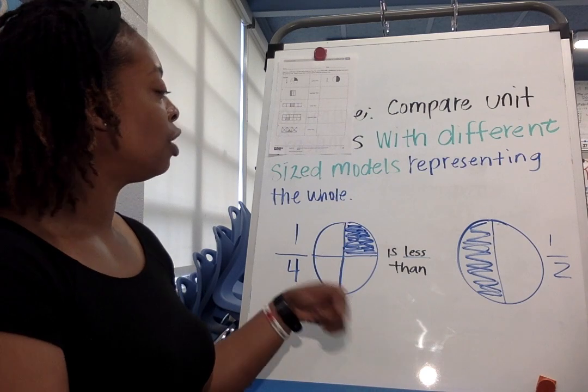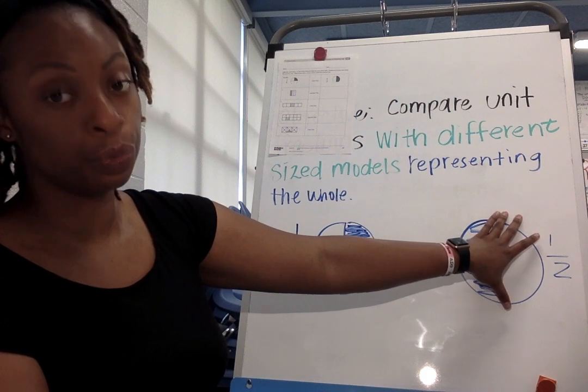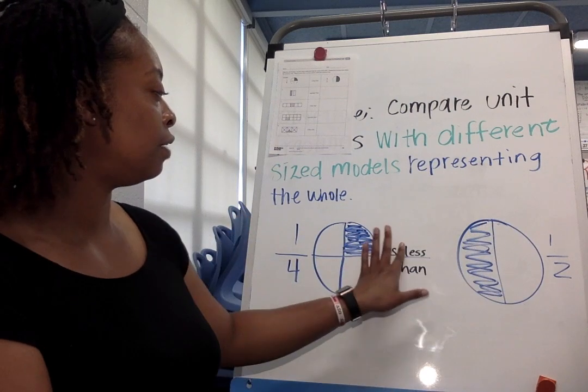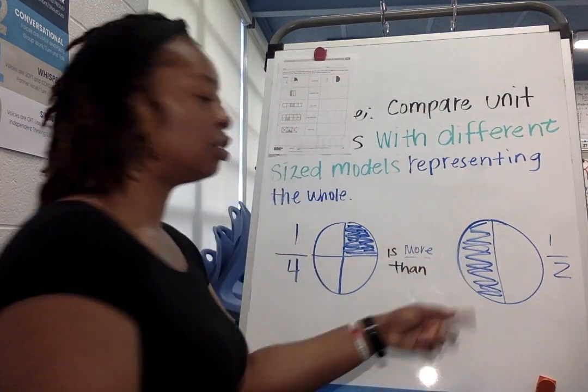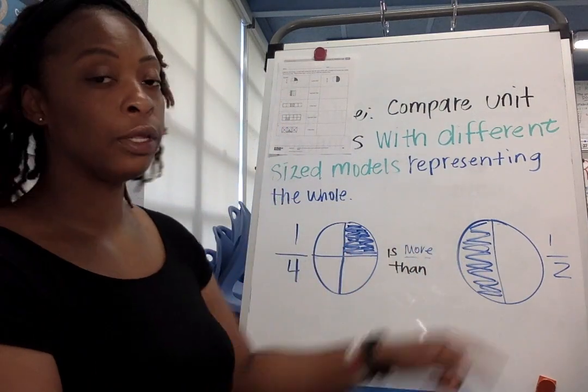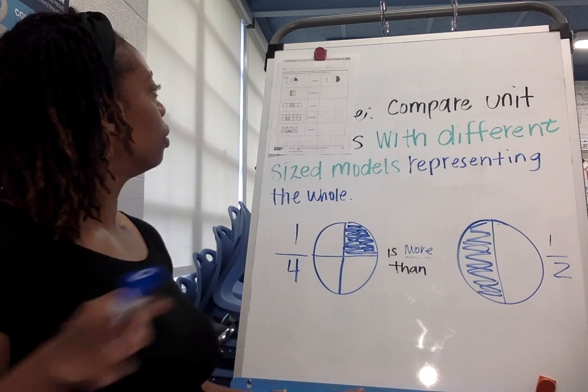Okay, so you're making your own. You're finishing the sentence to make it true. Okay, so if it said more than instead of less than, this would not be true because 1/4 is not more than 1/2. Okay, let's walk through number 1 together.